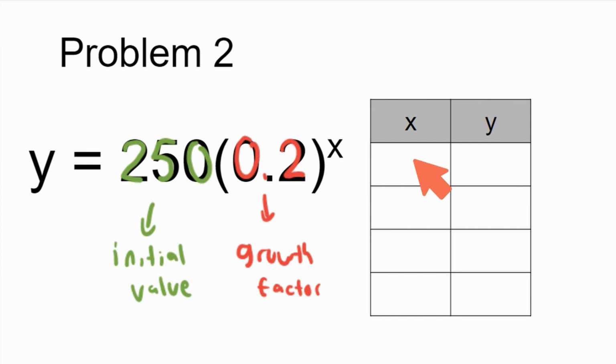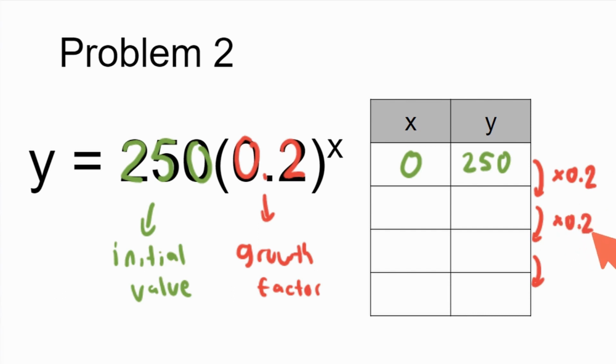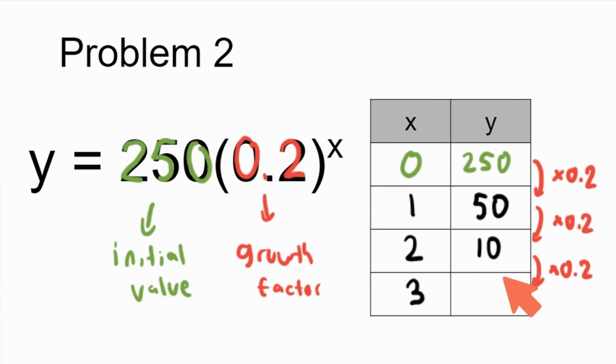Our initial value tells us that when x equals 0, we have a starting amount of 250. Our growth factor tells us that as we move down the row, we're going to be multiplying by 0.2 each time. So creating our table, if we move to the first step, we're going to take 250 times 0.2, and that's going to land us at 50. So we have the point 1, 50. Moving to the next row, we take 50 and multiply by another 0.2, and that's going to be 10. And for our third step, we take this 10 and multiply by another 0.2, and that's going to bring us down to 2. So here we have our table that represents the equation.